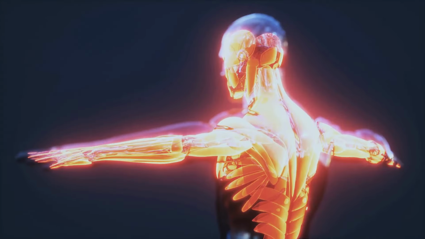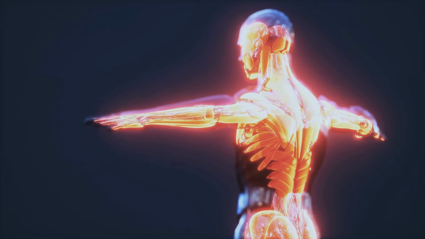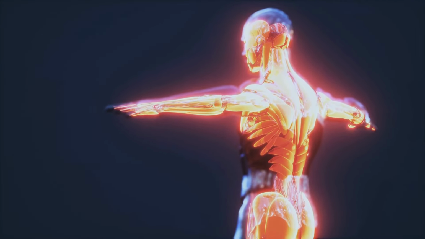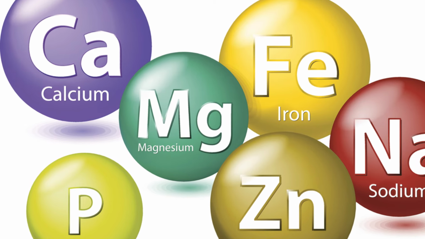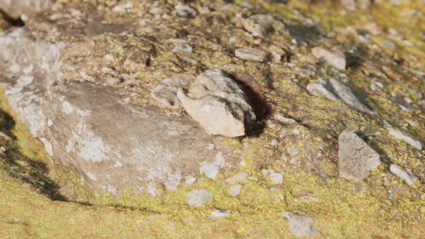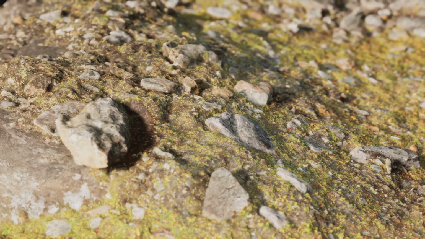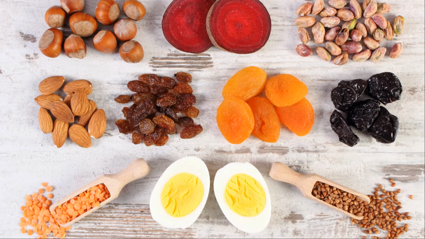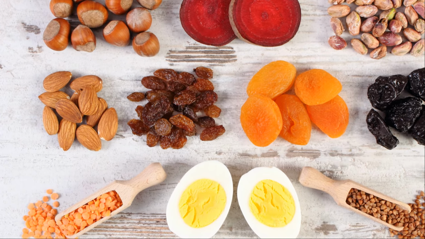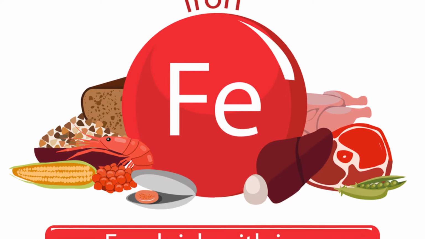Moving on to minerals, these inorganic elements are pivotal in supporting bone formation, nerve function, muscle contraction, and various metabolic processes. We categorize them as macrominerals and trace minerals. Macrominerals, which your body needs in larger amounts, include calcium, phosphorus, magnesium, sodium, potassium, chloride, and sulfur. Trace minerals needed in smaller amounts encompass iron, manganese, copper, iodine, zinc, cobalt, fluoride, and selenium.